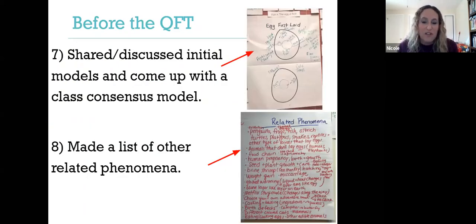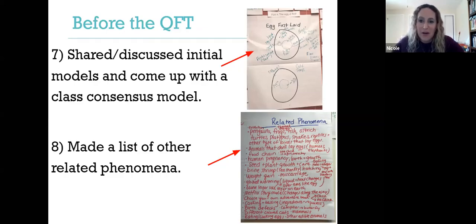And still before the QFT, we got together in a circle and we shared our models first in small groups, and then we shared them as a group, and we call it a consensus model. So the top right picture is just one part of our consensus model. So we sit in a circle and I record ideas that students have, agree and disagree on, and I pretty much record everyone's ideas for the piece of equity, and I put it up in the classroom, and then we vow to keep revising this model as we learn new things.